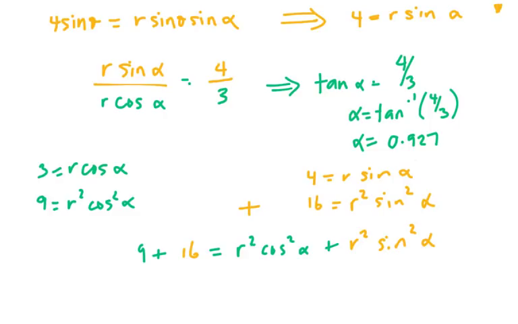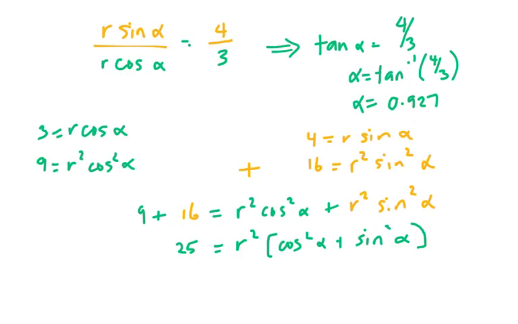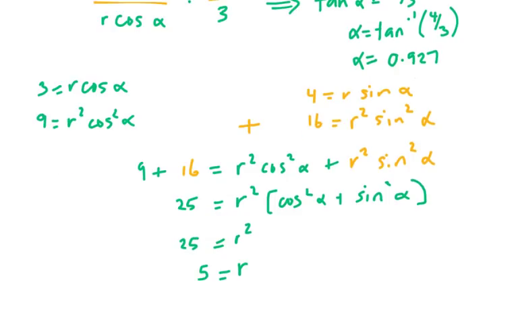So therefore that means 9 plus 16 is 25, and that's equal to r squared into cos squared alpha plus sin squared alpha. And we know that cos squared plus sin squared is equal to 1. So therefore 25 is equal to r squared, and r is equal to 5. R can't be negative 5 because of the range that the question gave us for r. R must be greater than 0.